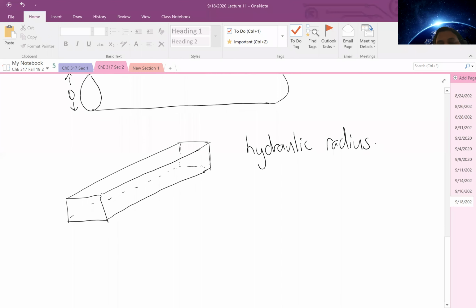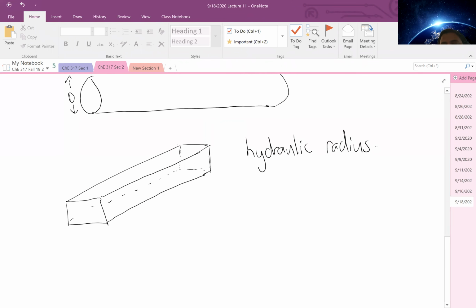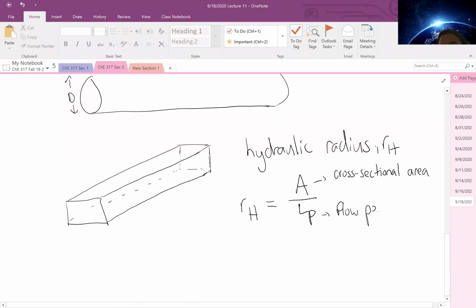So for a system that is non-circular, mainly rectangular in nature, we can calculate a hydraulic radius, which is denoted R sub h, which is simply the cross-sectional area divided by the perimeter of the system. So this is cross-sectional area, and this is the flow perimeter. Is that just P for perimeter? Yeah, that's why I call it L sub P.